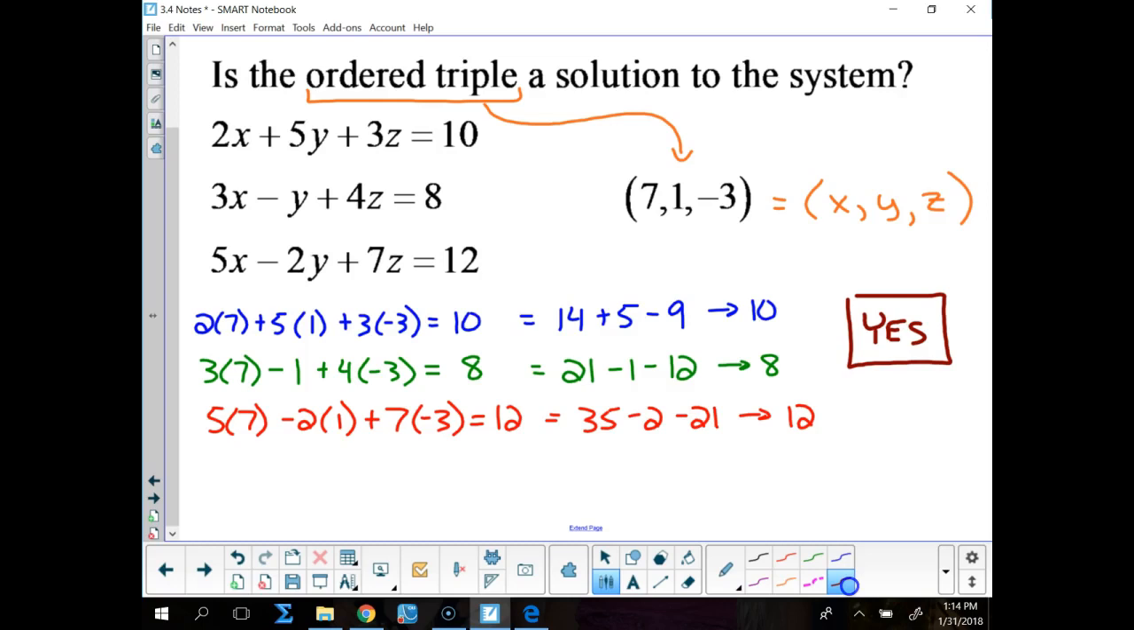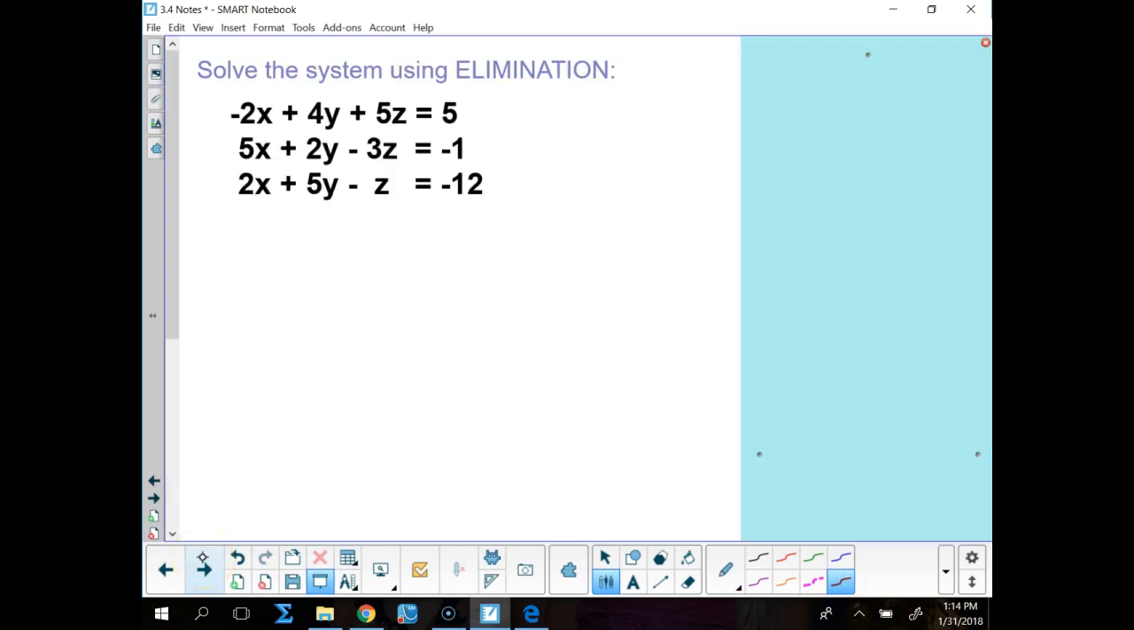Questions on that? Now, that's all great, grand, and good if I give you the ordered triple as an answer. But that's not always going to happen. So you're going to have to sometimes find the ordered triple. And we do that using one of 2 methods. Either you can use elimination or you can use substitution.